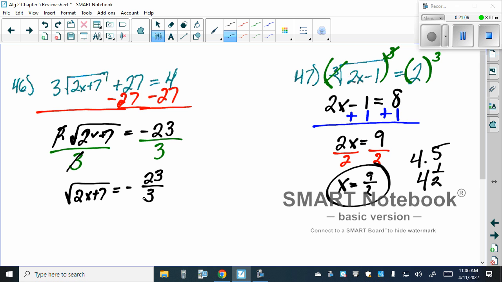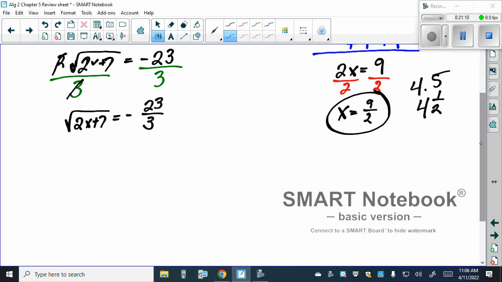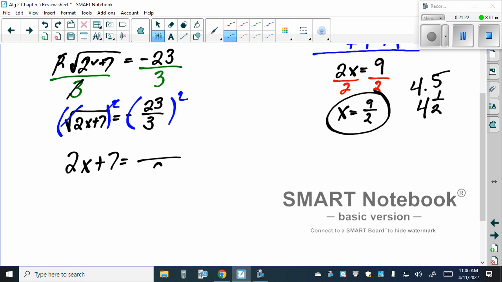Now what would we do next? So we would square both sides and solve. Well, these would cancel, telling us that 2x plus 7 is equal to 9 times 66, 529.